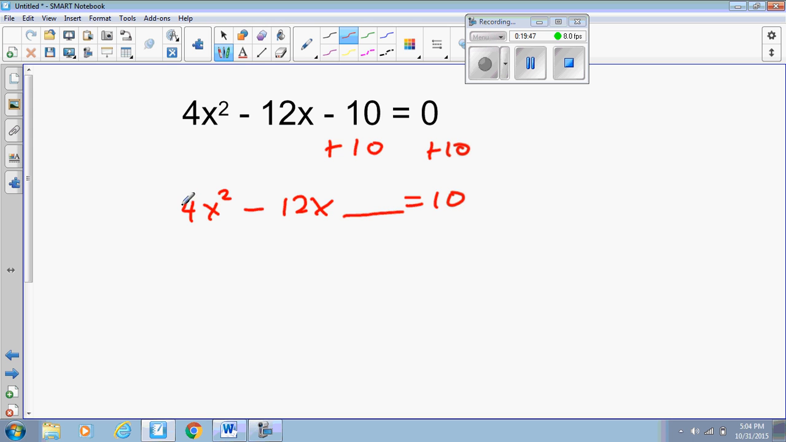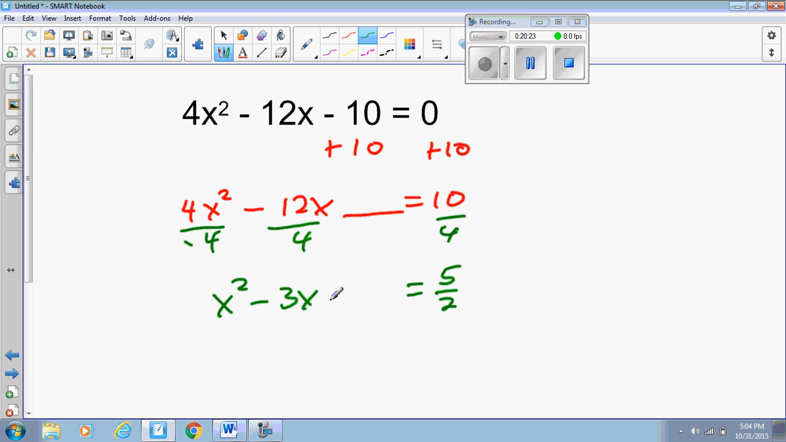I'm going to first divide everything here by 4 because I need the coefficient of the x squared to be 1. So I'm going to divide each term by 4. And some of you may be saying, why didn't I do that up here? I could do it up here. It wouldn't matter. It would give me the same result. So this reduces to x squared, this becomes 3x, and then on the right, we have 10 over 4. I'm going to write that as 5 over 2 and leave it in fraction form.